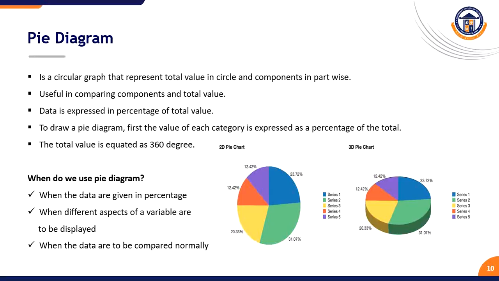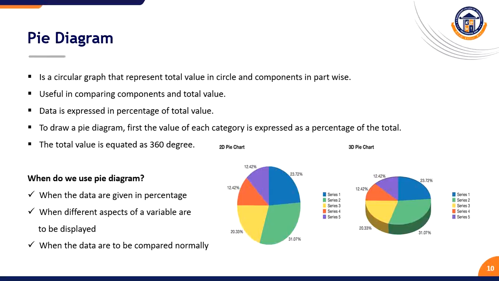To draw a pie diagram, first the value of each category is expressed as a percentage of the total. The total value is equated to 360 degrees. When do we use a pie diagram? When the data are given in percentages, different aspects of a variable are to be displayed, and the data are to be compared normally.